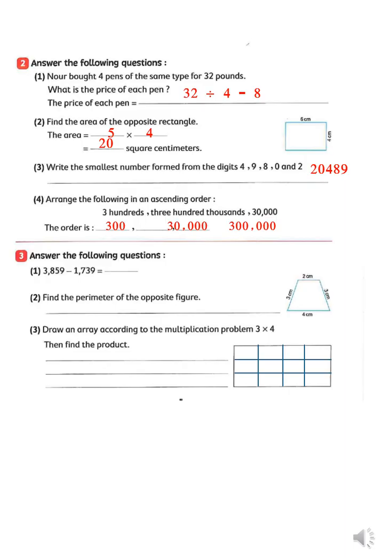Answer the following questions. 3,859 minus 1,739 equals 2,120. Find the perimeter of the opposite figure. 2 plus 3 plus 4 plus 3 equals 12. Draw an array according to the multiplication problem 3 by 4. Then find the product. 3 by 4 equals 12.